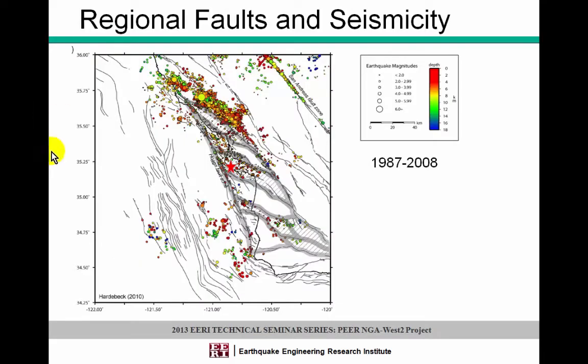Just to orient people, if you're not familiar, Diablo Canyon is located here on this red star. This is a map showing the central coast of California. It's about halfway between here and Los Angeles, down along the coast. It's a beautiful piece of central California coastline.